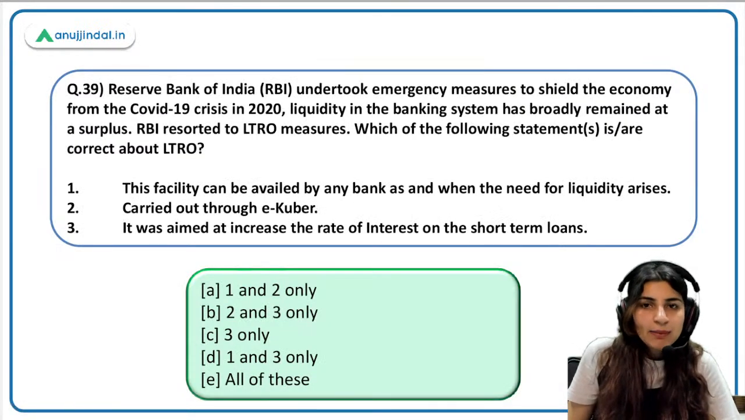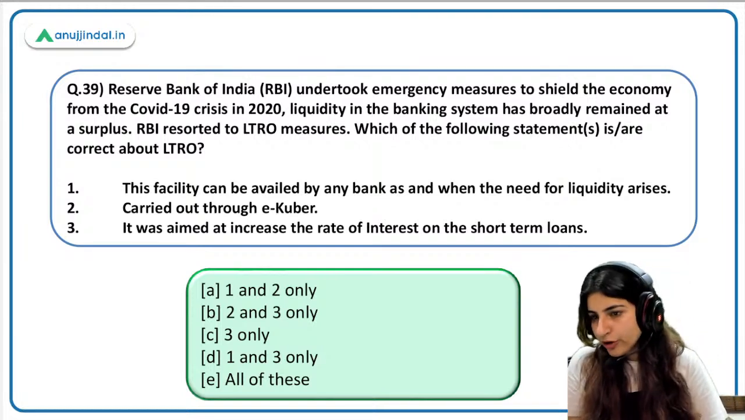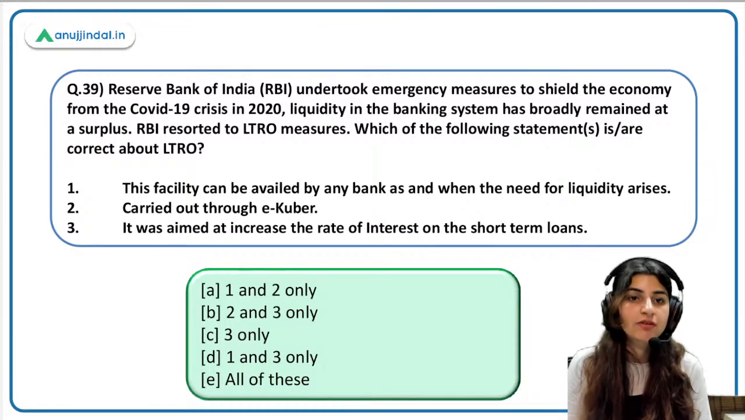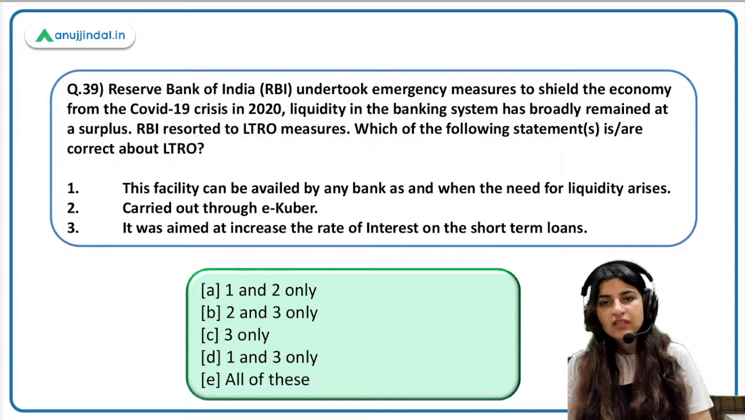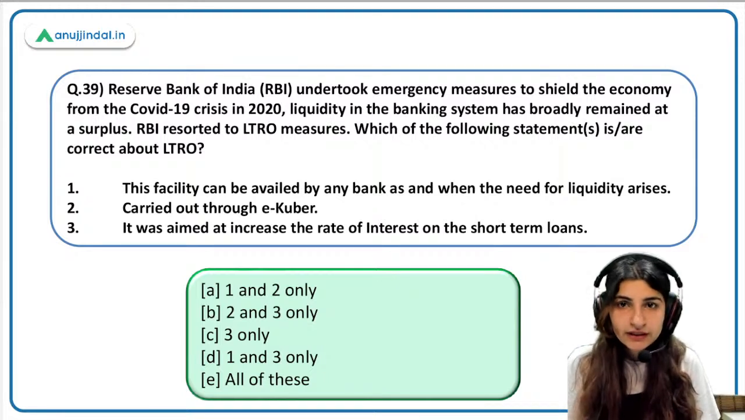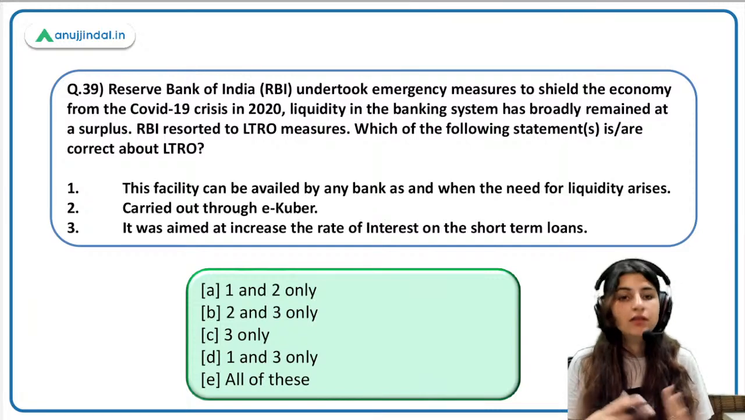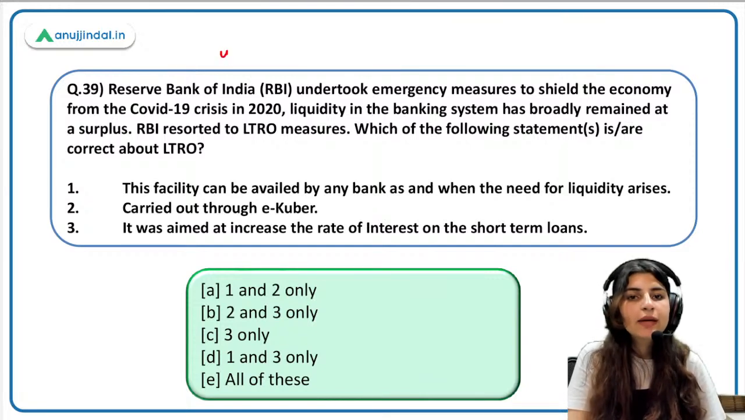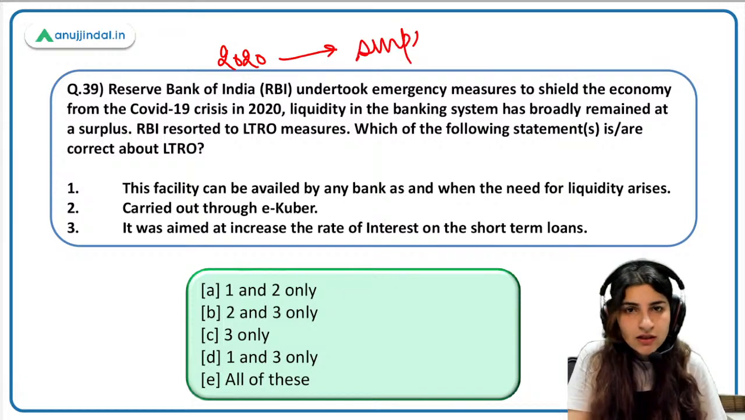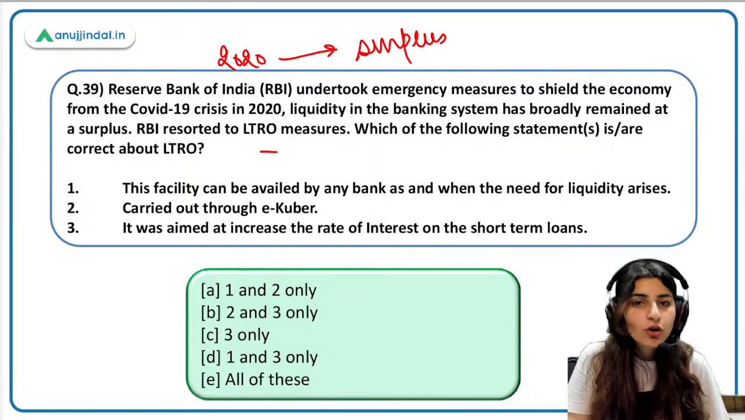Next question. RBI undertook emergency measures to shield the economy from COVID-19 crisis. I hope you're answering it side by side. Yes, I see a lot of you answering the questions. RBI undertook emergency measures to shield the economy from COVID-19 crisis in 2020. Liquidity in the banking system has broadly remained at surplus. तब से 2020 में RBI ने जब inject करी थी liquidity in the economy, since then it has been in surplus. Now, RBI resorted to LTRO measures. अभी हमने पढ़ा है to inject liquidity.